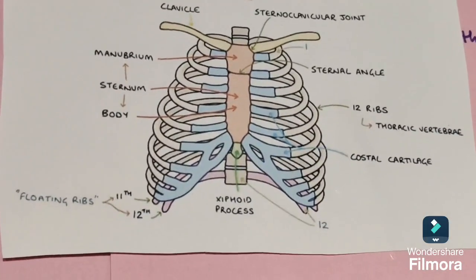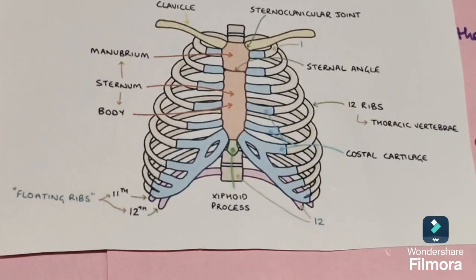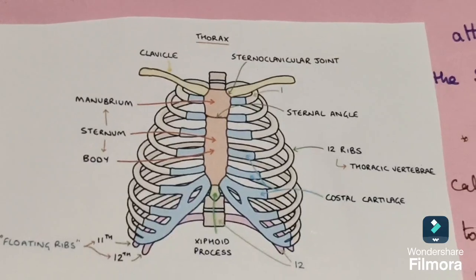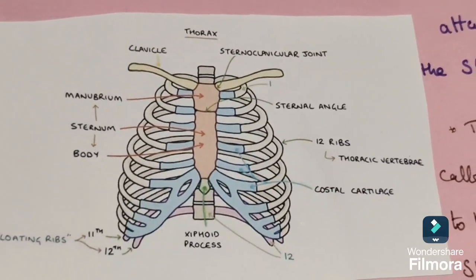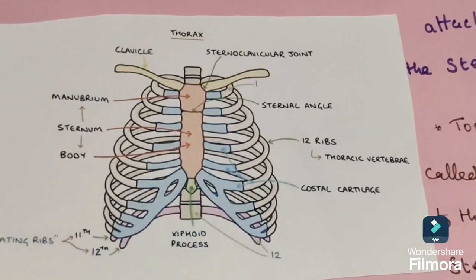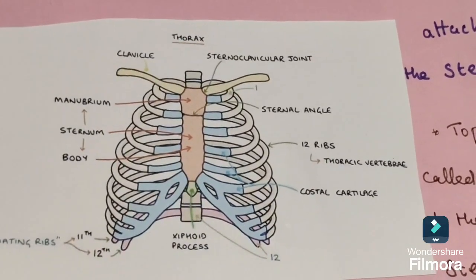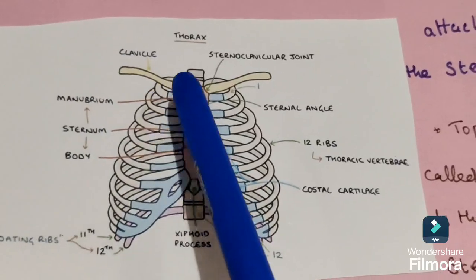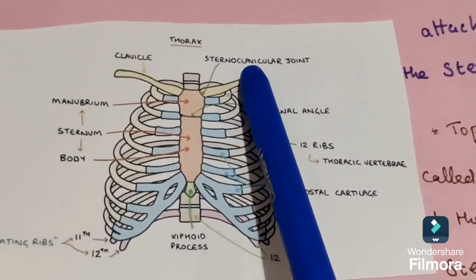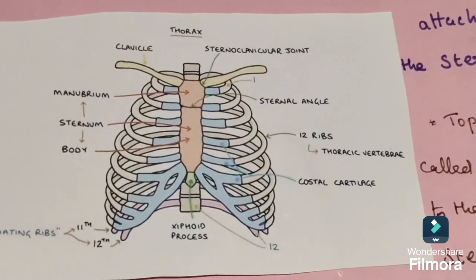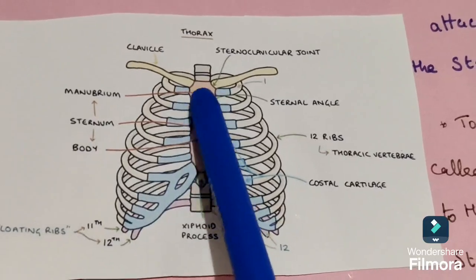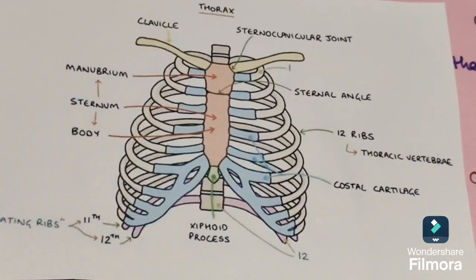At the top of the thorax is the clavicle, which attaches to the sternum. At the sternum, there is the sternoclavicular joint. The top of the sternum is called the manubrium.